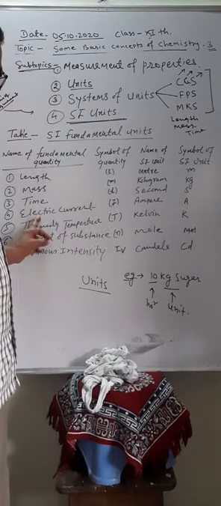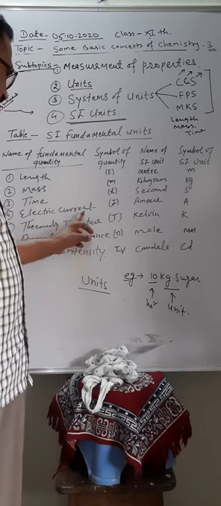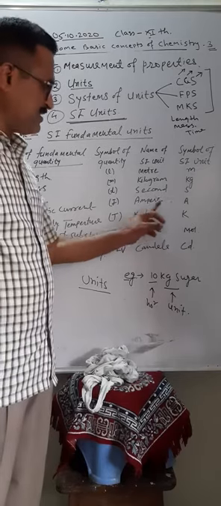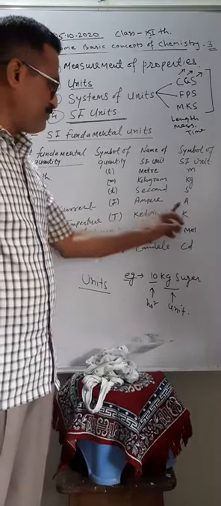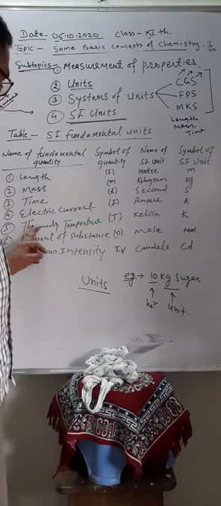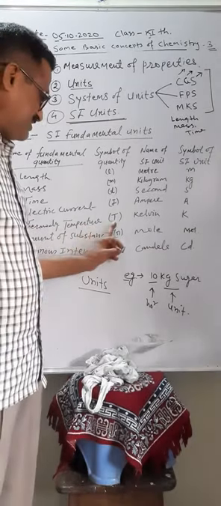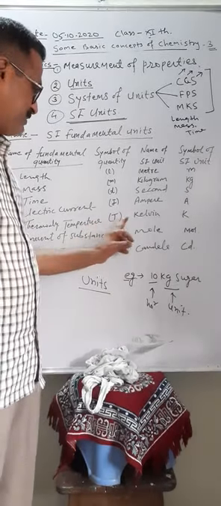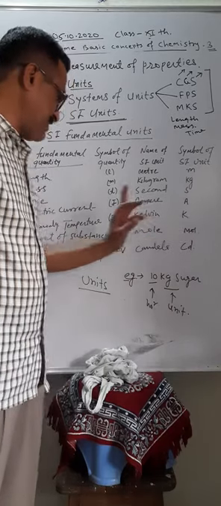Then fourth is the electric current. The symbol for the electric current is capital I, and its SI unit is ampere. It is represented by capital A. Symbol of ampere is capital A. नंतर fifth fundamental quantity is thermodynamic temperature. Thermodynamic temperature is represented by capital T. Its SI unit of temperature is Kelvin, and the symbol of this Kelvin is capital K.